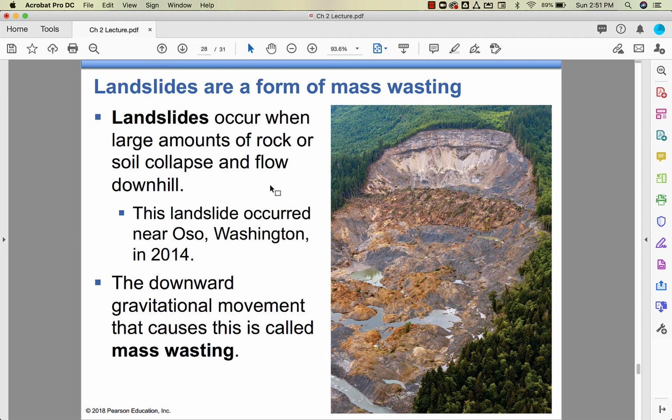There is a process called mass wasting, where you have chunks of land that will just fall away from where they're supposed to be. A landslide is an example of that, when you have a huge amount of rock or soil that collapses and then just flows downhill. There was one out in California not too long ago that destroyed part of the Pacific Coast Highway. So they're real things.